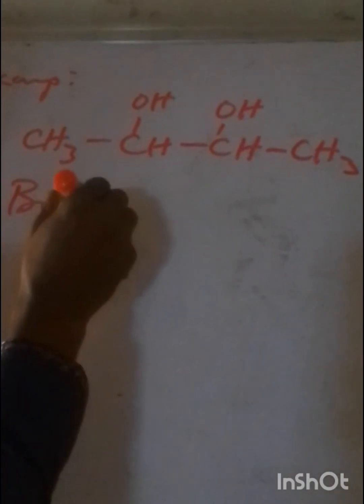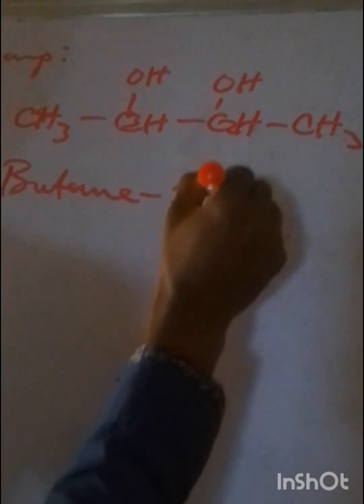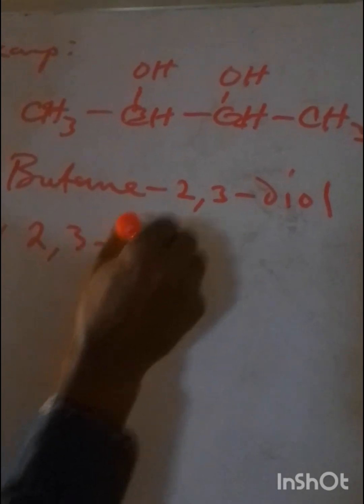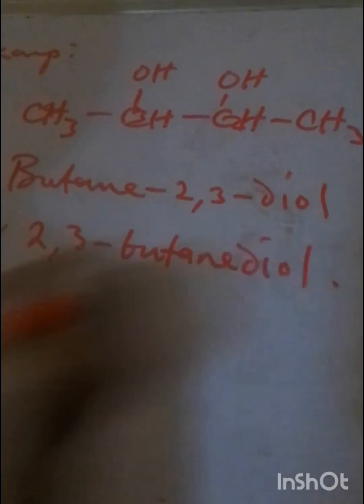So now, example is this: CH3, CH, OH, CH, OH, CH3. This is a vicinal diol. So how do we name it? This is butane 1, 2, 3, 4. Butane 2, 3 diol, or 2, 3 butane diol, is a vicinal diol. Note this.